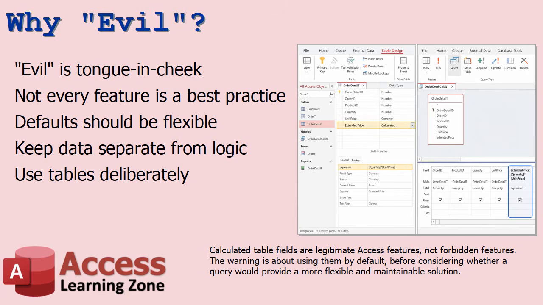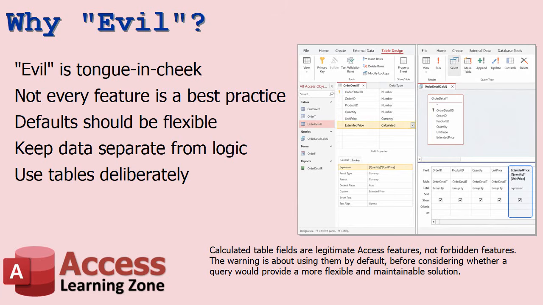So why do I put these on my evil Access stuff list? Well, evil is my fun little shorthand for Access lets you do this, but there's usually a better way. It's not illegal, right? The Access police aren't going to show up at your house. Well, at least not for this. But the real concern is database design. A table is the foundation of your database. It should primarily describe the facts you're storing. What was ordered, when it was ordered, how many were ordered, what the price was.